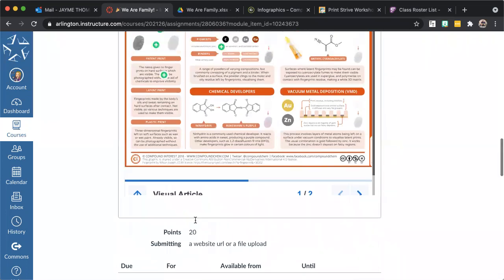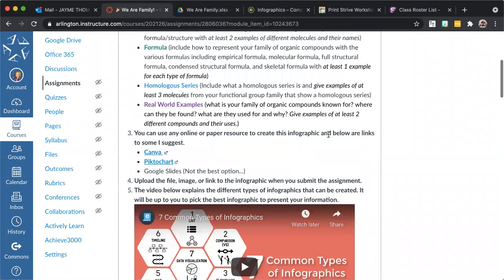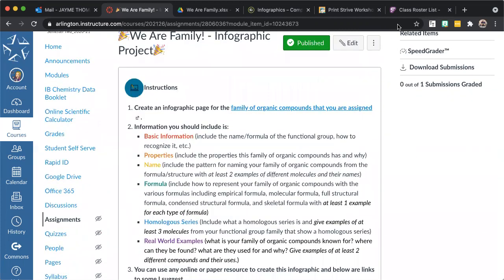that last section. So basically, you're going to have the next 2 weeks to complete this. It's due on Friday, the 21st. And it is going to count for our last test grade for the 6 weeks. Okay. Before I take any questions, I'm going to go.